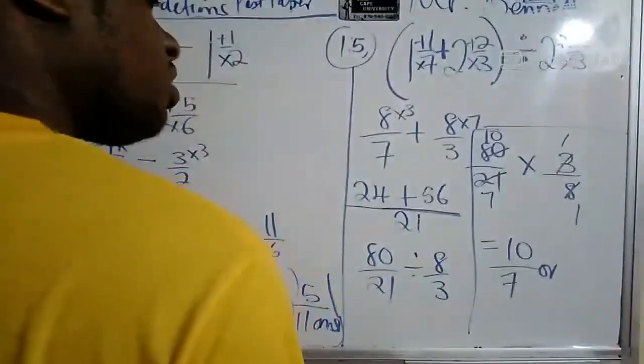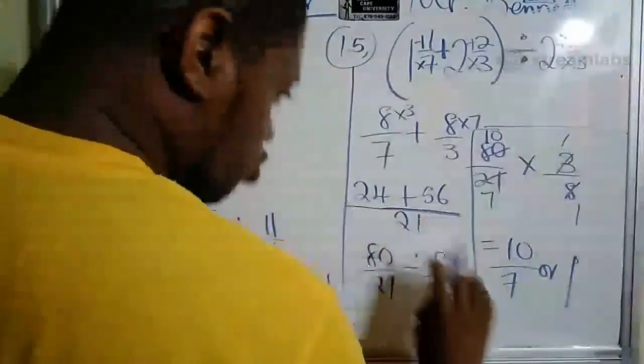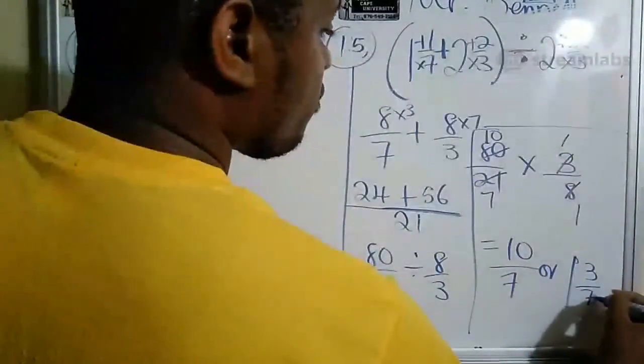If you have 10 things and you take out a group of 7, you have one group of 7, and that remains 3 over 7.